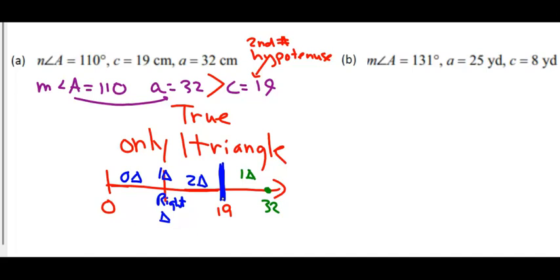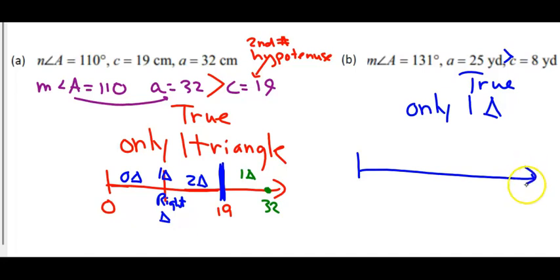So problem B, already in the right order. So 25 is greater than 8, so therefore, like problem A, this is a true statement. Only 1 triangle. So again, if I was doing a number line, 8 is the second number. It's also the hypotenuse if we had to look for the other number. And 25 is out to the right of the 8. So again, 1 triangle.